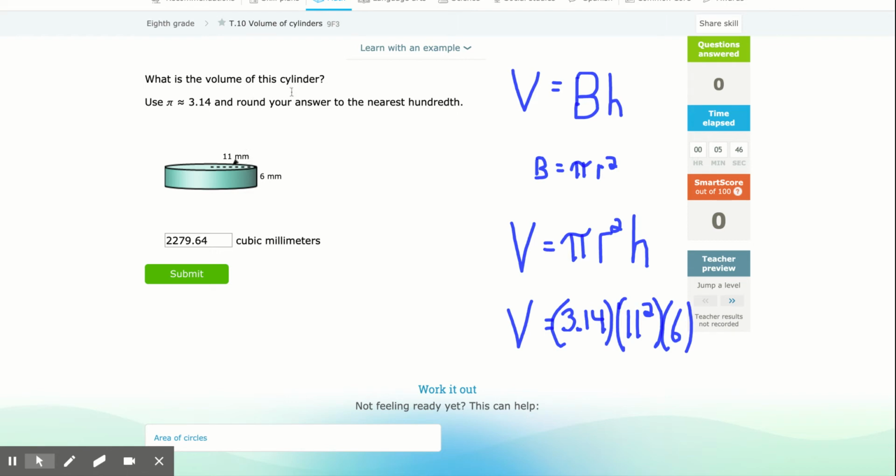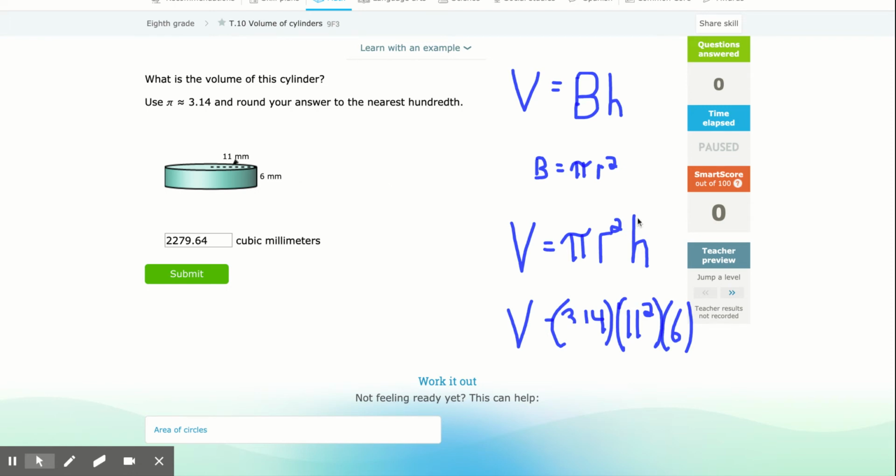So for our cylinders that are like pop cans, we find the area of the circular base. Remember, a circle is pi r squared. That's why I have this B here equal to pi r squared. That's the area of a circle where r is our radius. And then we're going to multiply it by the height to get our final volume.